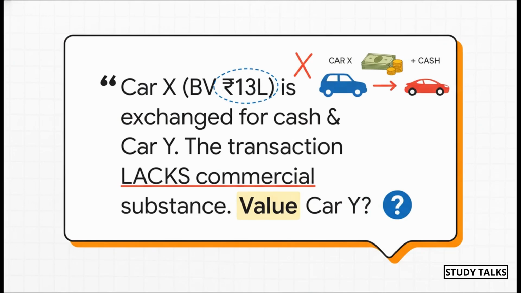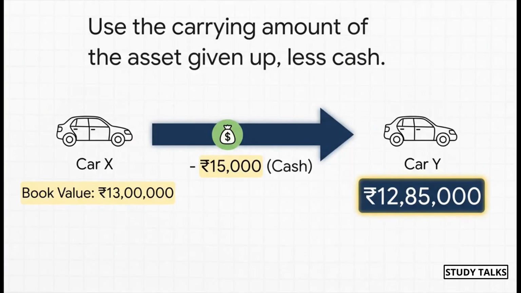We trade car X for a bit of cash and a new car Y. Now, look closely at the question. It gives you all these numbers, book value, fair value, but then it gives you the most important clue. It says the transaction lacks commercial substance. That is your signal. That phrase tells you exactly which rule to use. Since it lacks commercial substance, we completely ignore all the fair values. They are just there to distract you. We follow the rule. We start with the carrying amount of the asset we gave up, the book value of car X, which is 13 lakhs. Then we subtract any cash we received, which was 15,000. And there's our answer. The new car, car Y, is recorded at 12,85,000 rupees.